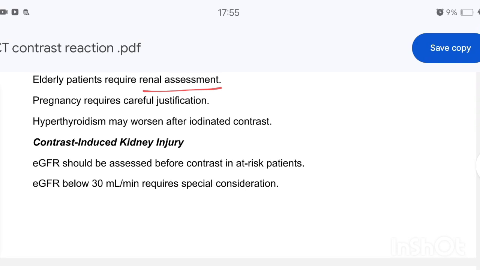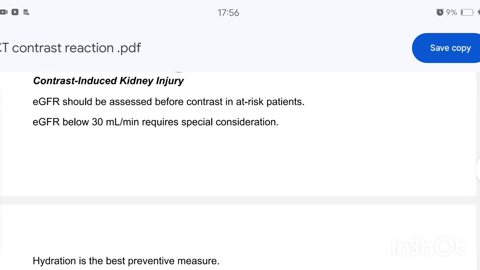Hyperthyroidism may worsen after iodinated contrast media. This point should be remembered. Contrast-induced kidney injury.